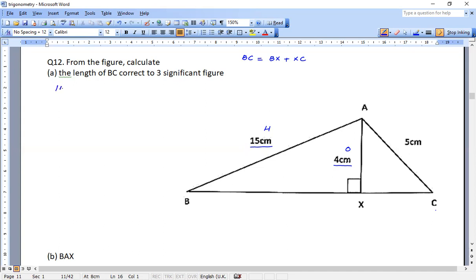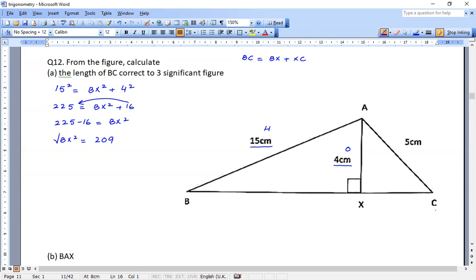According to Pythagoras theorem, hypotenuse square equals base square, which is BX square, plus perpendicular or opposite square, which is 4. Hypotenuse is 15, so 15 square is 225, equal to BX square plus 4 square, which is 16. In order to find the value of BX square, I'll bring 16 to the other side. This will be 225 minus 16 equals BX square. So BX square is 225 minus 16, which is 209.